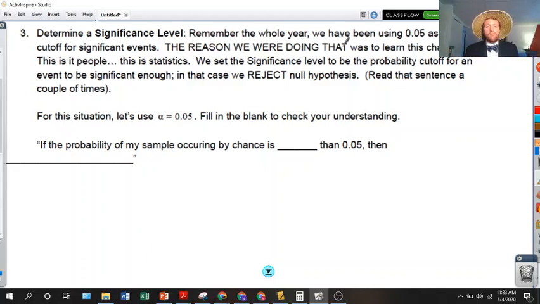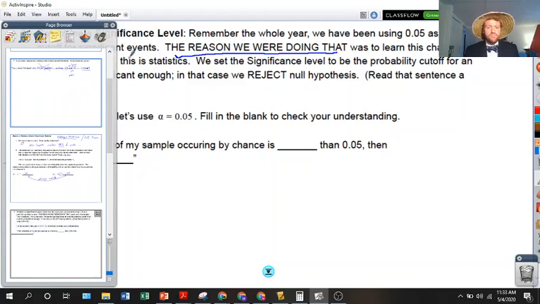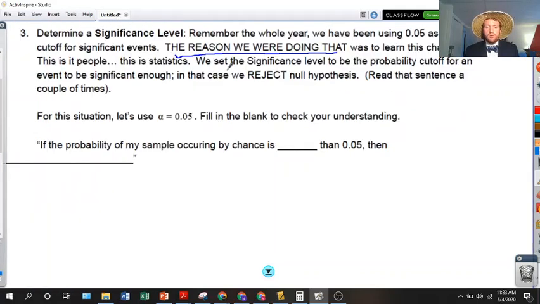We've been using 0.05 the whole year, and this is the reason we were doing that, was to learn this chapter. This is everything. This is it, people. So we set the significance level to be the probability cutoff for an event to be significant enough. In that case, we reject the null hypothesis. And hopefully you read that a couple times. 0.05 is that barrier that we would say, okay, below that, nope, I don't believe Mr. Caputo. Above that, man, then I kind of have to question myself.